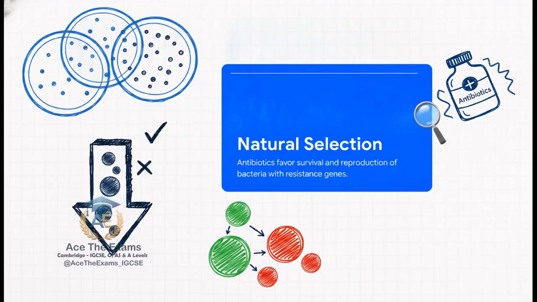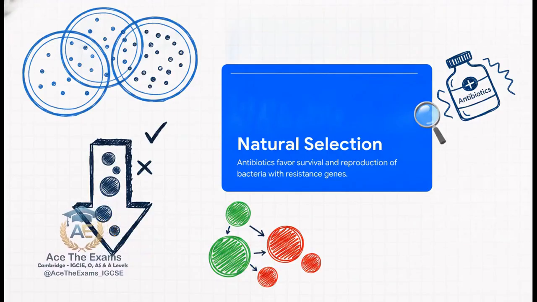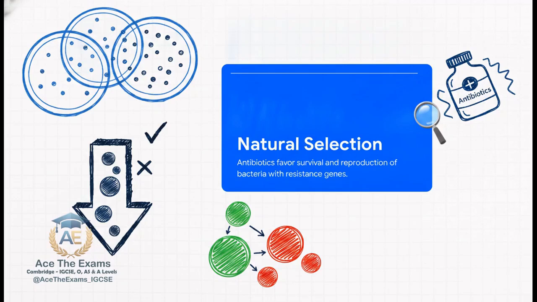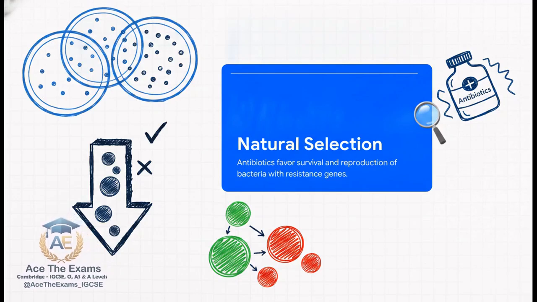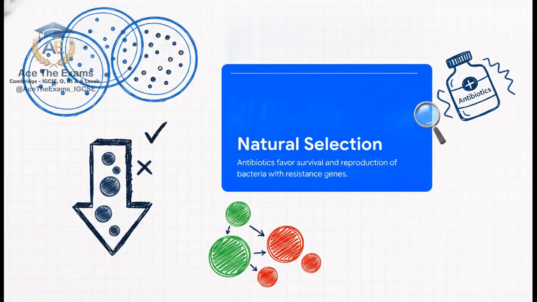Examiners constantly point out that candidates stumble over basic terminology. So when we talk about natural selection in bacteria, we absolutely must be precise. We need to explicitly state that environmental pressures, things like antibiotics, favor the survival and reproduction of bacteria that already possess resistance genes. Without that airtight definition, the examiner is going to immediately start doubting your foundation.